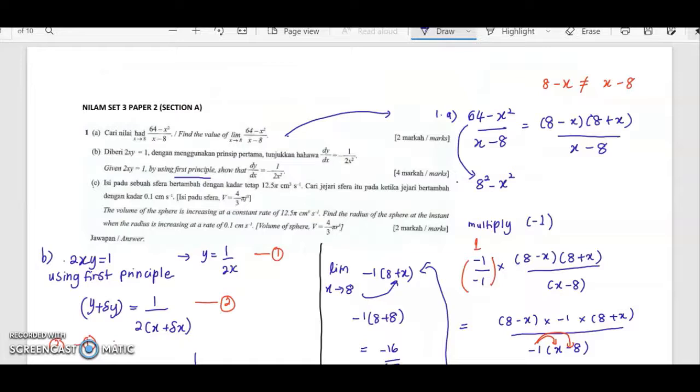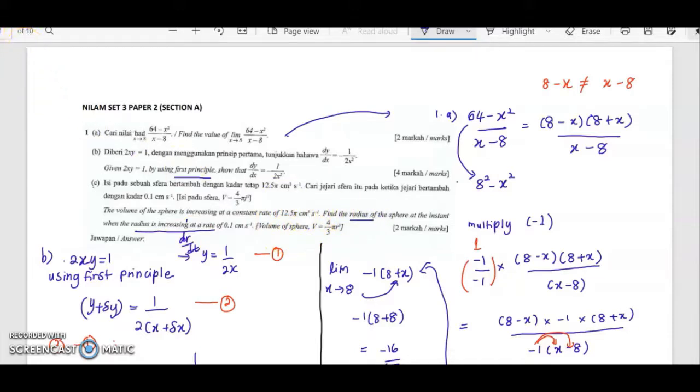Okay, that one is question B. Kita pergi question C pula. The volume of the sphere is increasing at a constant rate of 12.5 pi centimeter cubes per second. Find the radius of the sphere at the instant when the radius is increasing. Ada radius increasing at rate. Ini maksud dia dr over dt. Lepas tu bagi value. So kita nak cari radius.